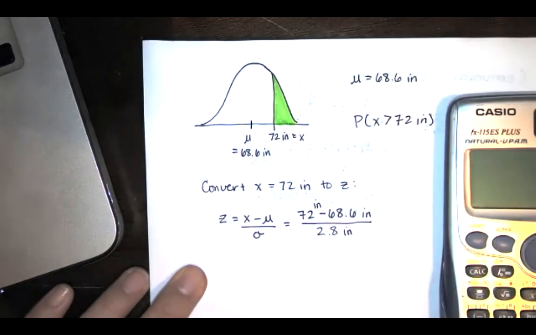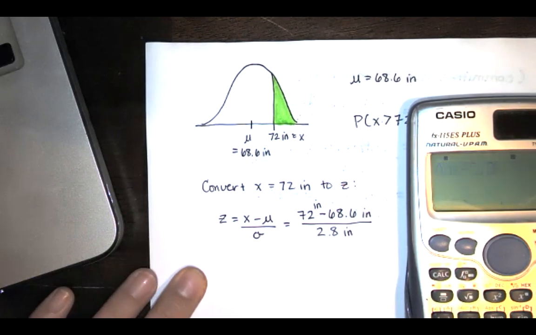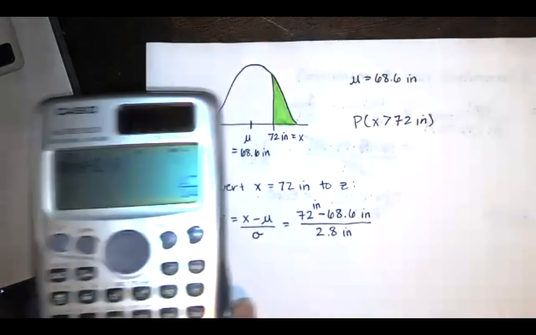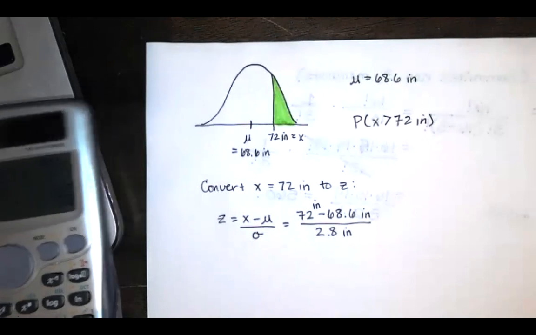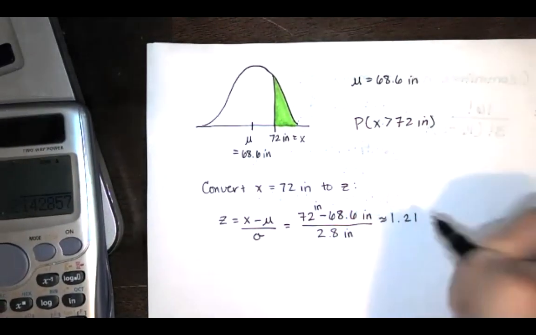So then we subtract 72 minus 68.6, and then we divide by 2.8. We get 17 over 14. And I want a decimal approximation, so that's about 1.21.